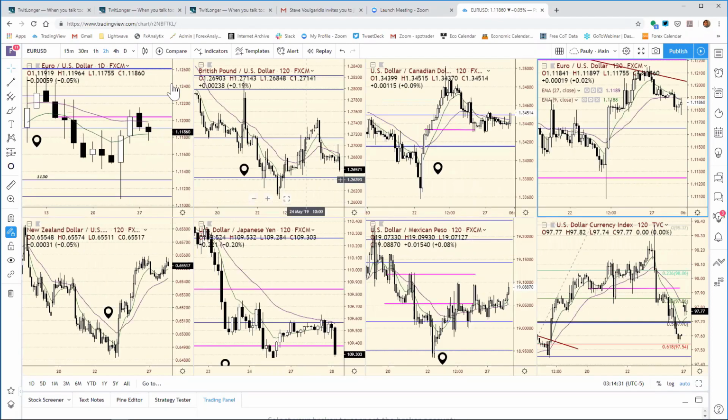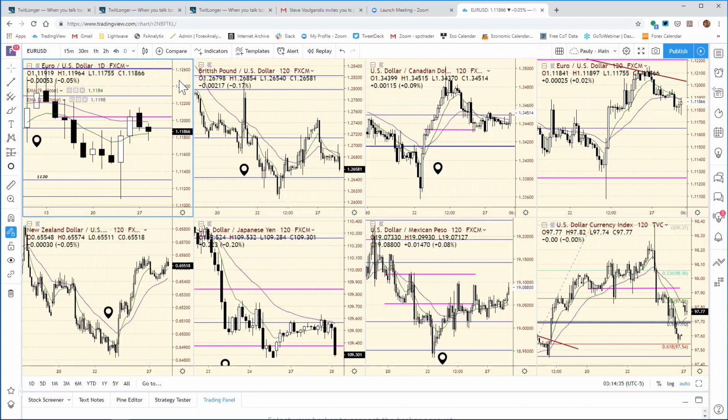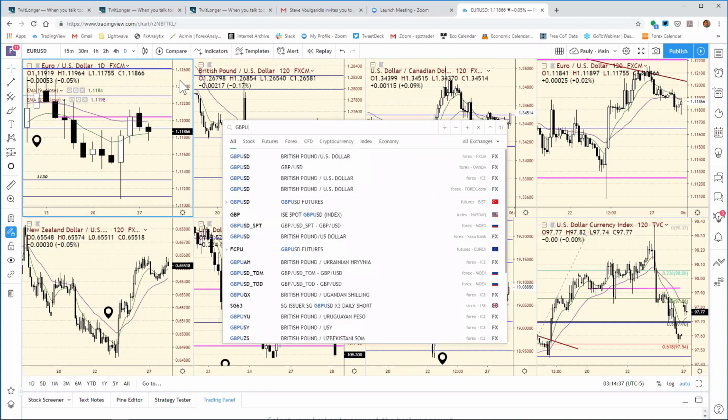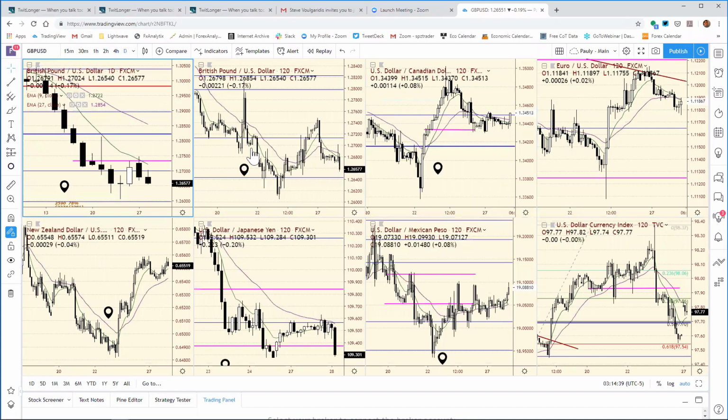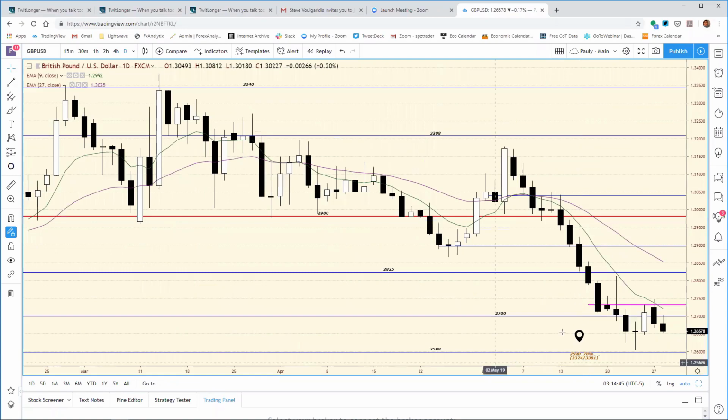And let's go on and move into the cable. Cable, a daily close above 2700. Initial support is 2660, and we're just below that. Initial support is 2660, followed by 2590, which is a 78%. A daily close above 2733 allows for a test of 2825.